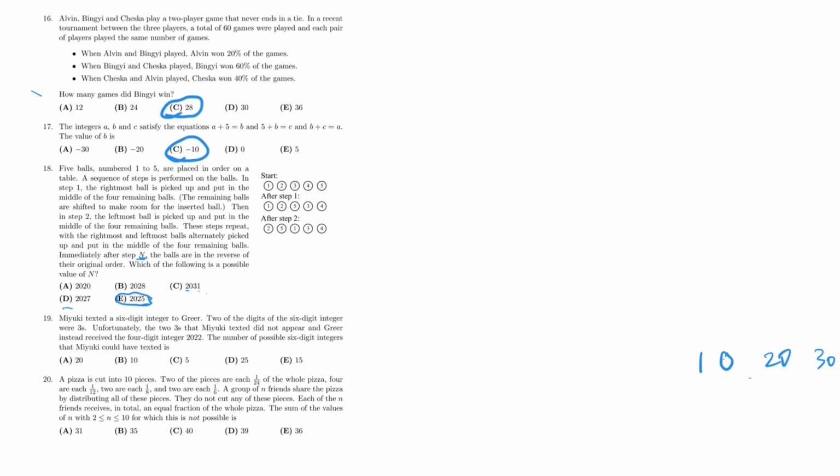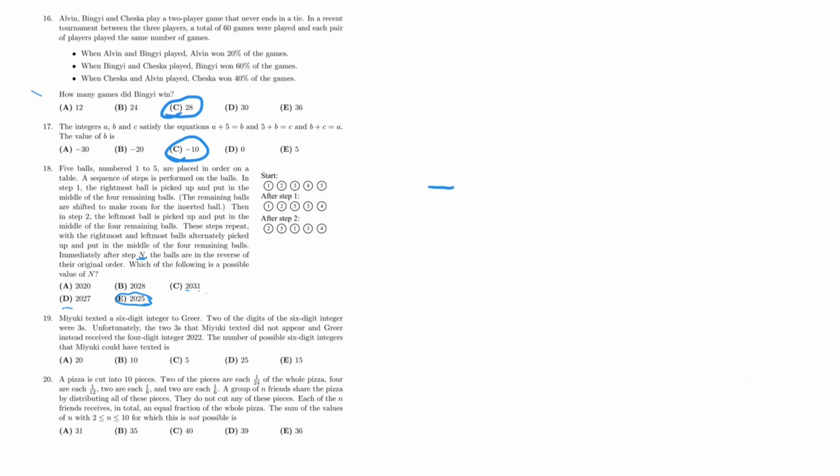Number 19. Miyuki texted a 6-digit integer to Greer. 2 of the digits of the 6-digit integer were 3s. Unfortunately, the 2 3s that Miyuki texted did not appear, and Greer instead received the 4-digit integer 2022. The number of possible 6-digit integers that Miyuki could have texted is.